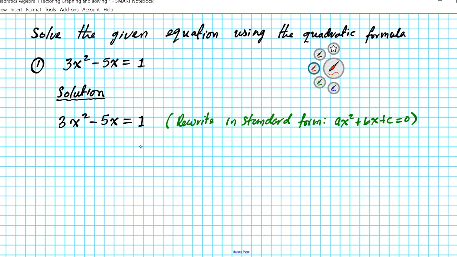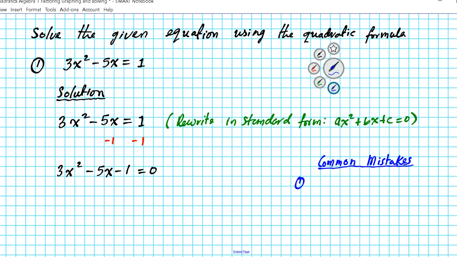To achieve that, we're going to subtract 1 from both sides, and then we are going to have 3x squared minus 5x minus 1 equals 0. Okay, that takes us to the first common mistake that students make when solving quadratics using the quadratic formula. Mistake number 1 is students forget to write the quadratic in standard form.